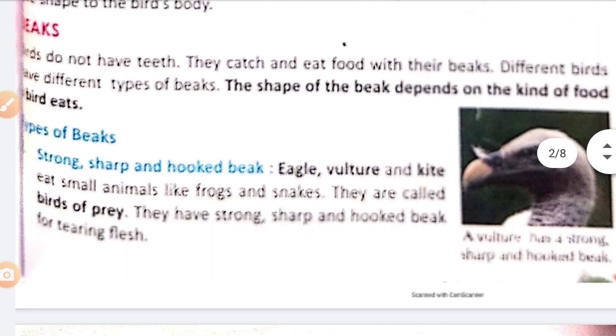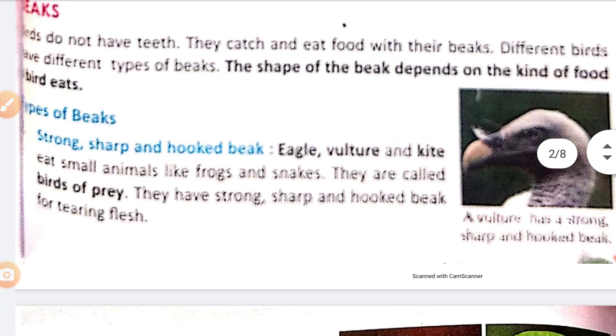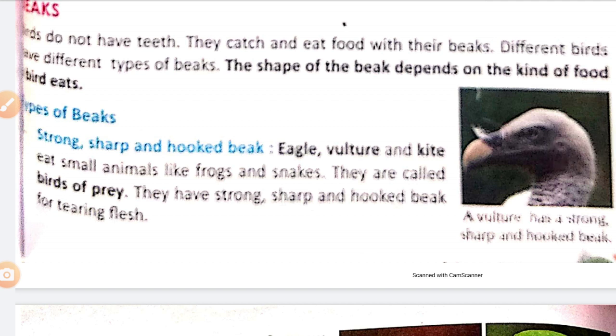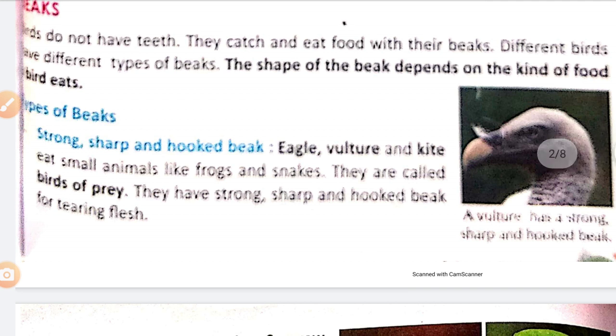Next we have to see the beaks. We have teeth for eating food, but these birds do not have teeth for eating. They have a special structure that is called a beak.